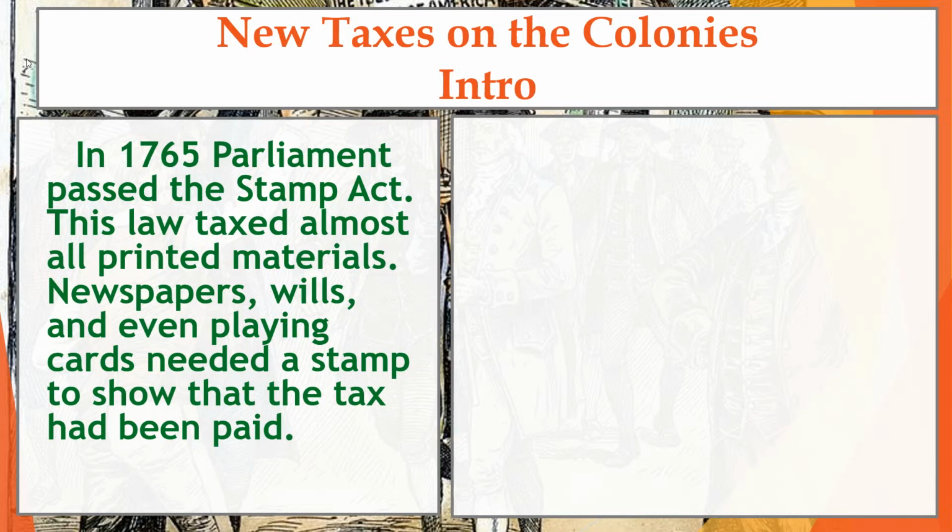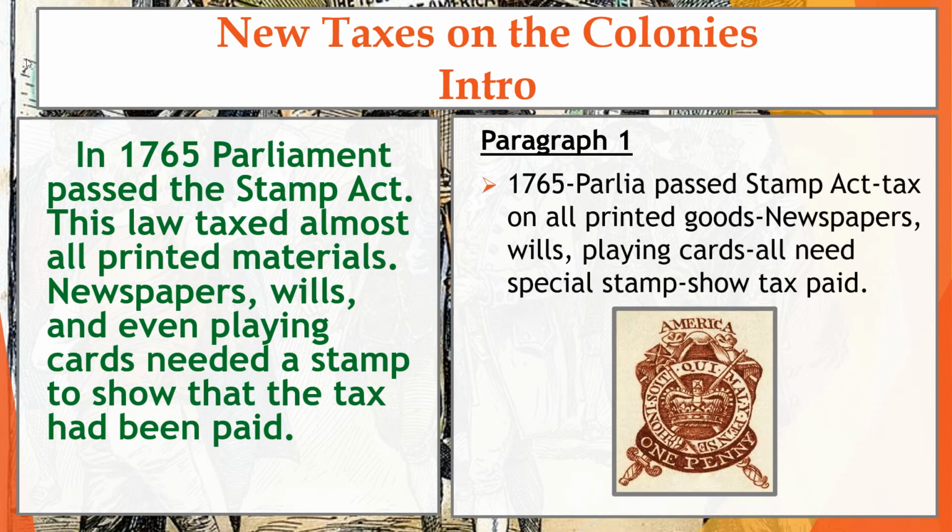Looking at it, the year 1765, Parliament passed Stamp Act, tax on all printed materials. I might mention some newspapers, wills. Stamp showed tax paid, maybe something along those lines. Let's see what I got, and I did it all in one bullet. Parliament, which I shortened down to Parlia, passed Stamp Act, tax on all printed goods. Again, I listed a couple: newspapers, wills, playing cards. All need special stamp, show tax paid. And I give an example of what that looked like there as well. That's a pretty easy summary, and that's all that's required right there.